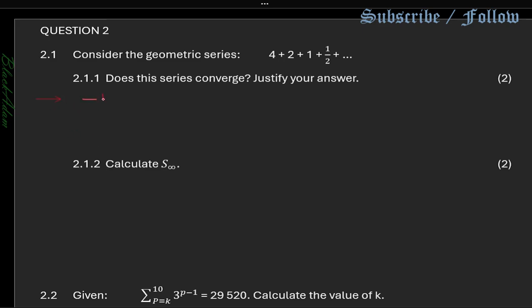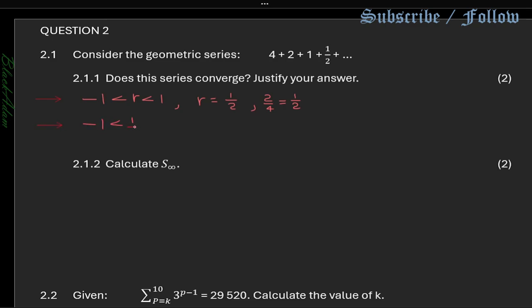So we have the equation for convergence: -1 is less than the ratio, which is less than 1. Looking at the values that we have, we need to find our ratio. Our ratio is 1/2, or it's 2/4. So that gives us half. It's the same thing.